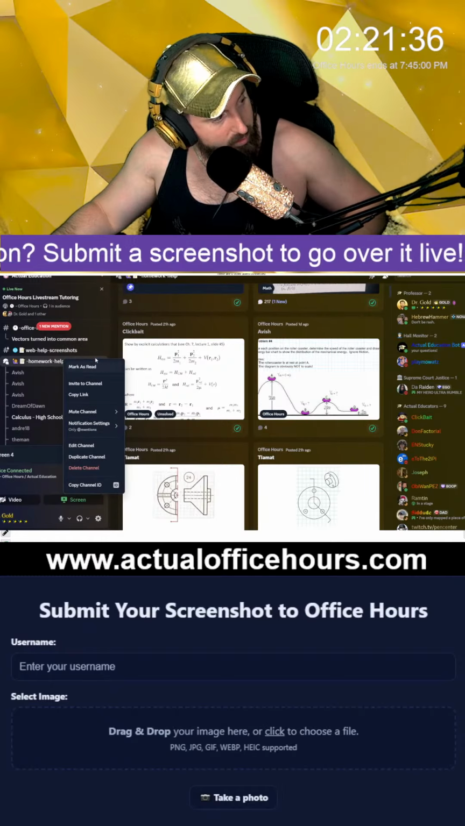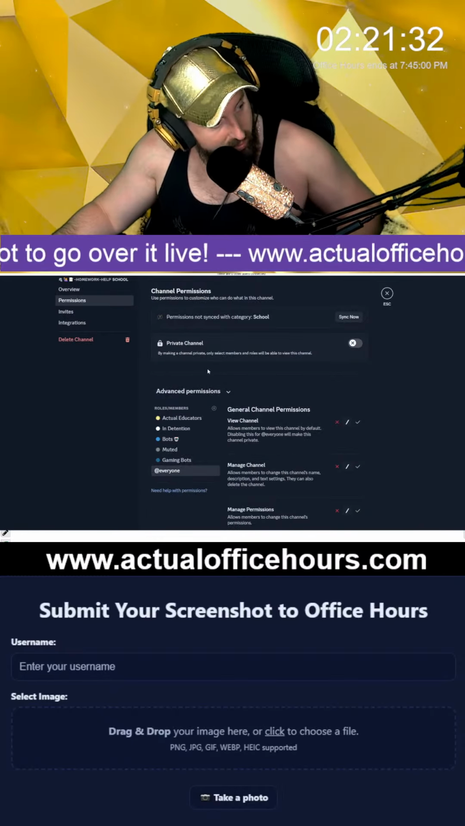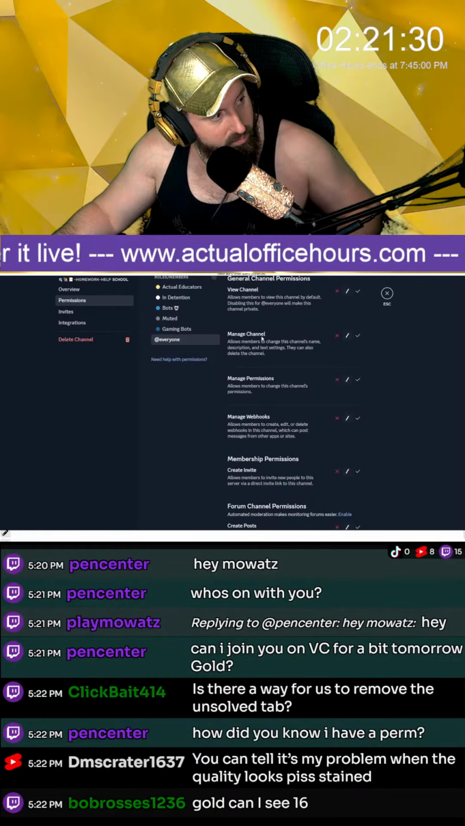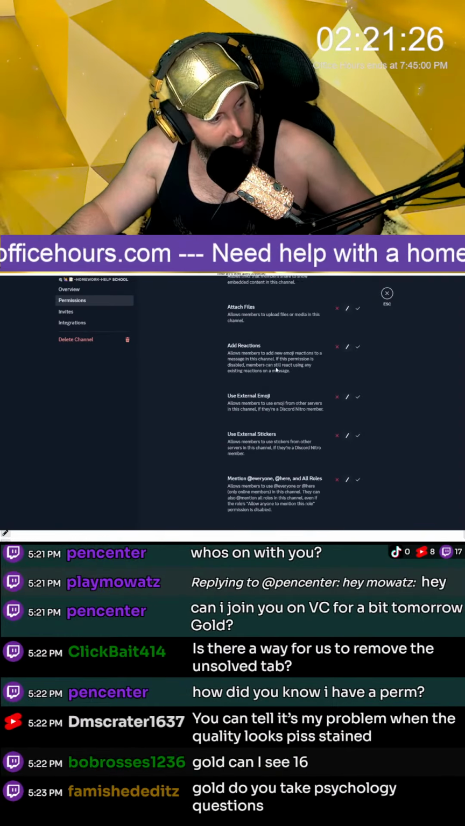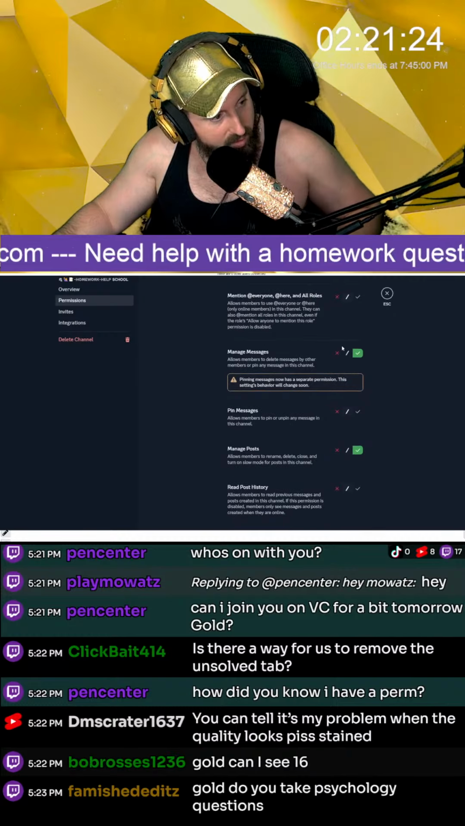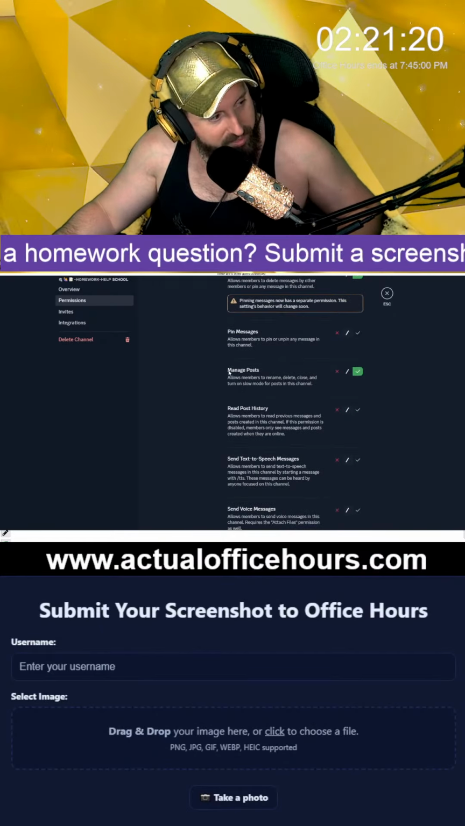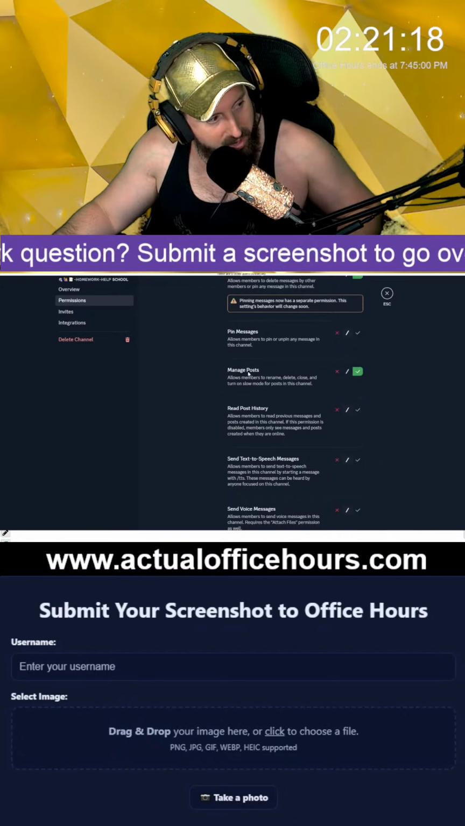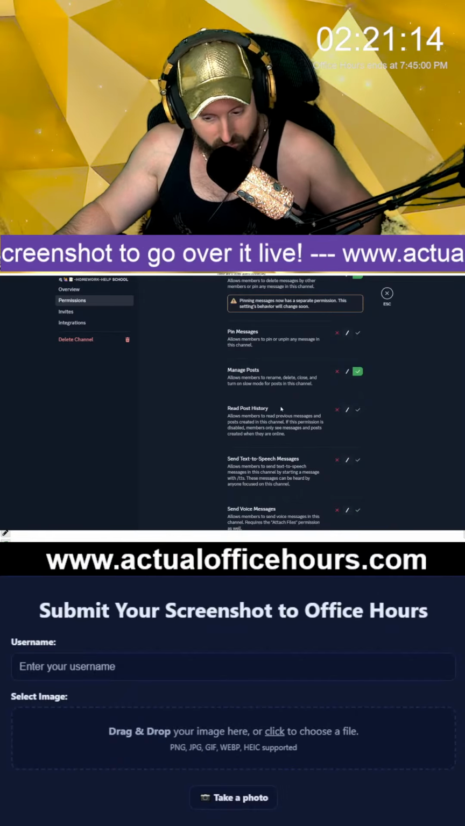If I go to settings, permissions, here, actual educators, which would be you guys, I don't know where the perm is to remove tags. I see I put manage messages, so you're able to delete posts, and I would think this would also now enable you to do it. Manage posts, right? This one should have let you do it.